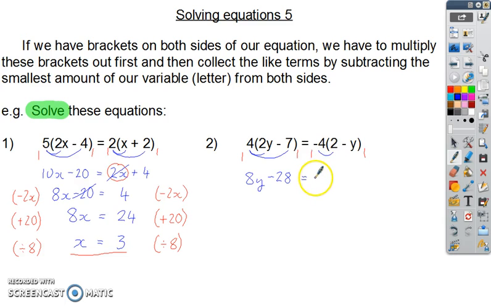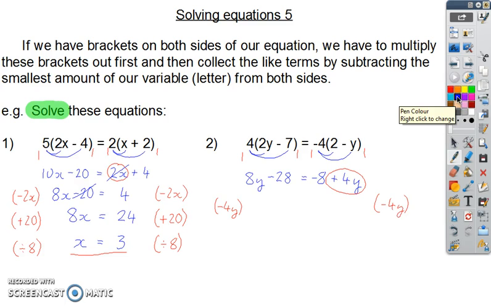Negative 4 times 2y, well 4 times 2 is 8. We've got one negative in there, so that stays negative. And now negative 4 times y is, well, a negative times a negative is a positive. We've got a 4 in there, and we've got a y in there. Right then, we've got to identify which one of these amounts of y is smaller. That's the plus 4y on the right hand side. So we're going to take that 4y away from both sides just to put our y's together and make this a lot simpler for ourselves.